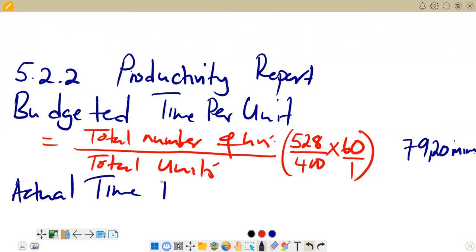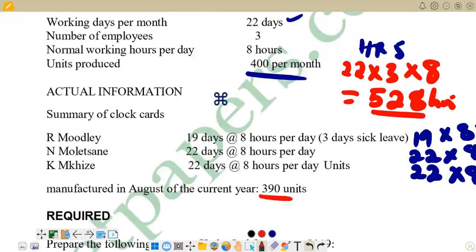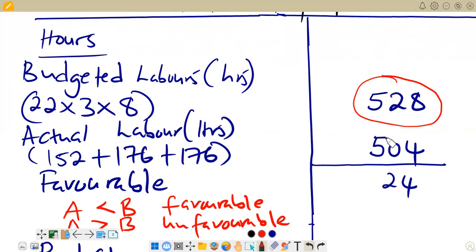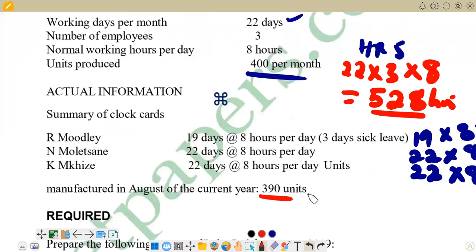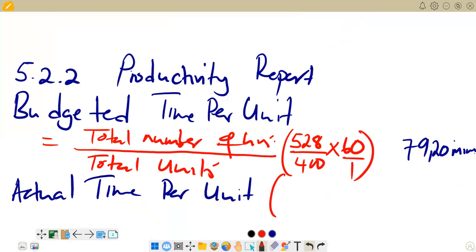So for the second part now, we go to the actual time per unit. We are going to use again this formula of total number of hours divided by total units. So if we go back now to check the figures that we have for actual, in terms of number of hours and total units, you'd see that the actual hours that we have is 504. This is going to be our numerator. Then our denominator is the total production that we have, the actual manufactured, which is 390. So we come back here, we say 504 divided by 390. Then we multiply by 60 over 1. Then when we do that, we are going to get 77.5.